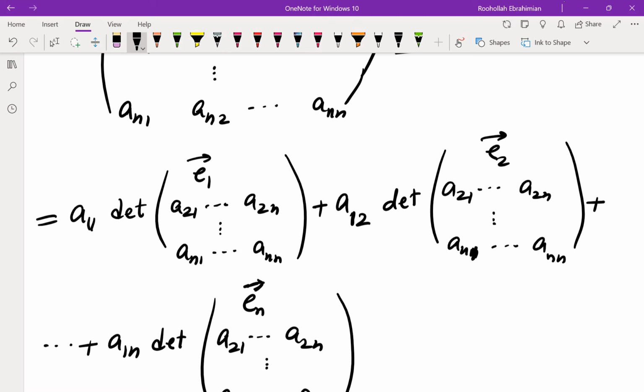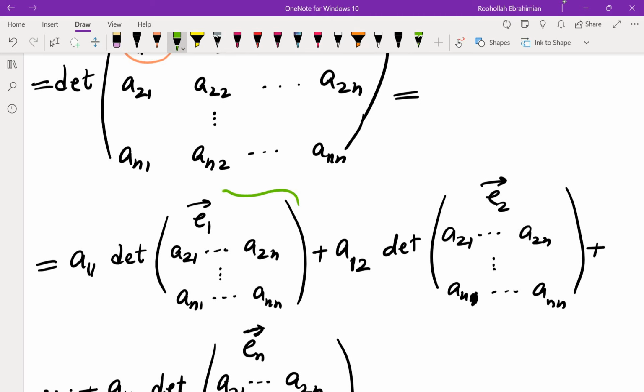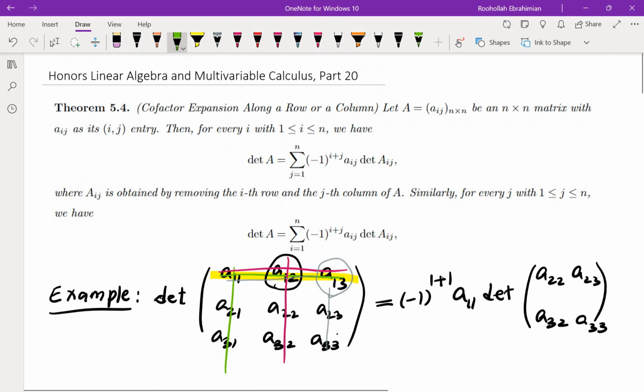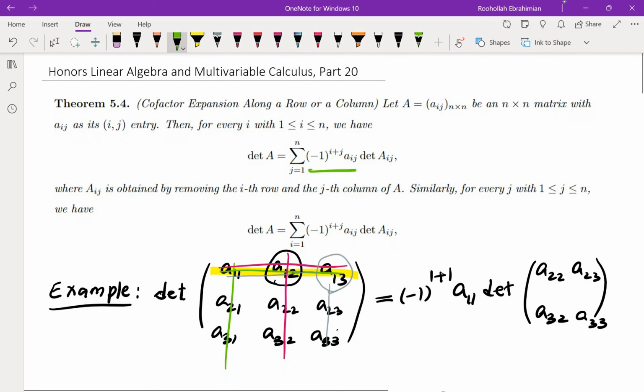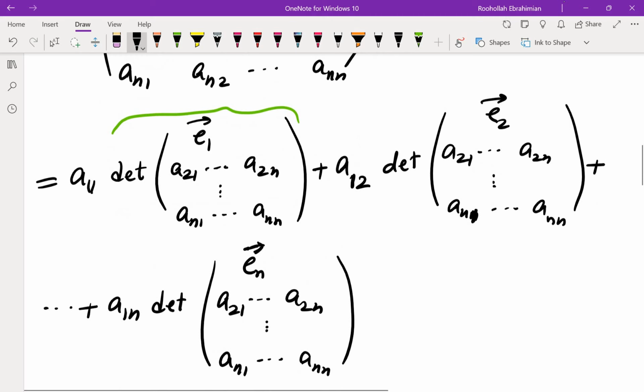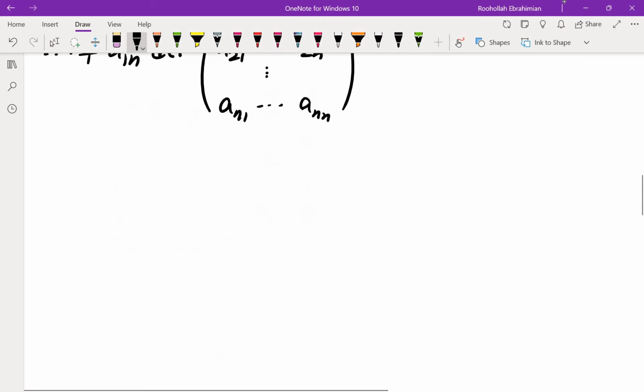Now, in order to prove the theorem, we need to show this is in fact the determinant of the matrix when you remove the first row and the first column. If we go back and look at cofactor expansion, it tells us it's (-1) to the power of i plus j times aij times the determinant of A sub ij, which is the matrix obtained by removing the ith row and the jth column. So we need to show this is (-1) to the power of 1 plus 1, which is the first row, first column, and then the determinant of the matrix when you remove the first row and the first column. So let's look at that.